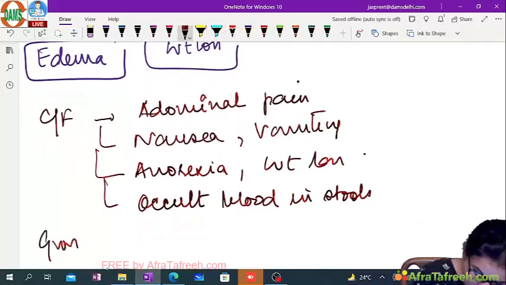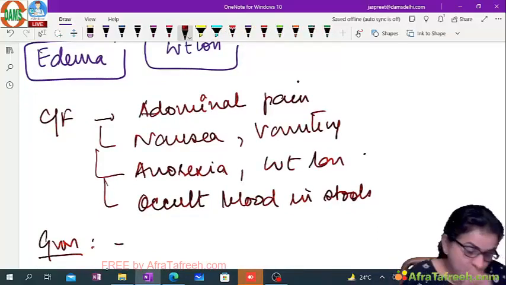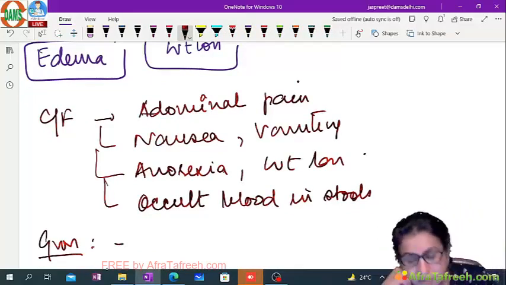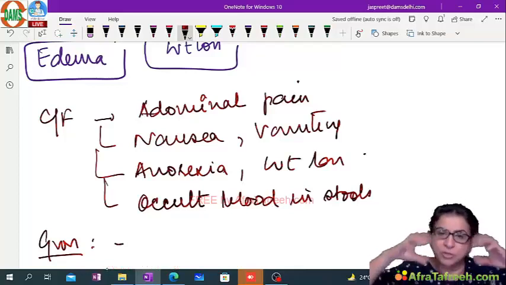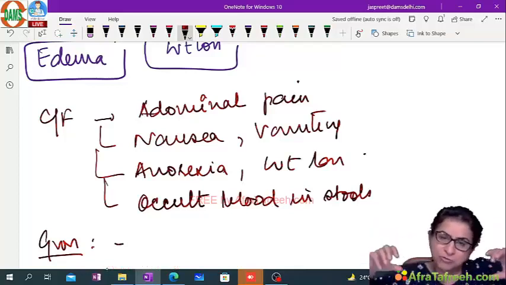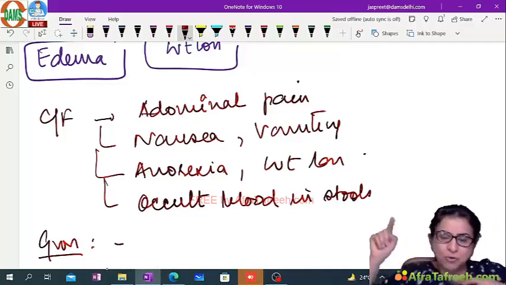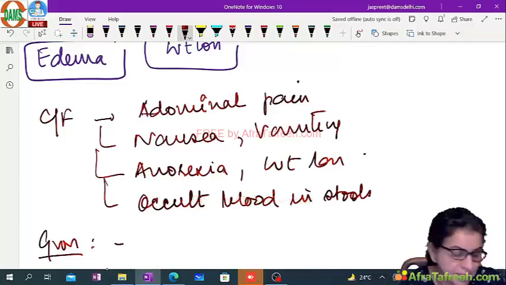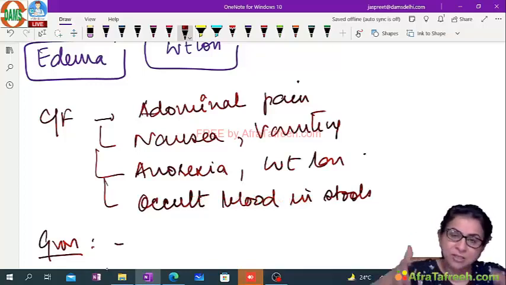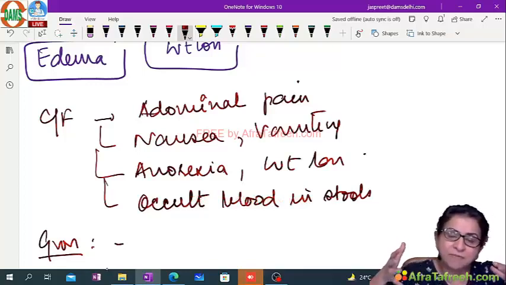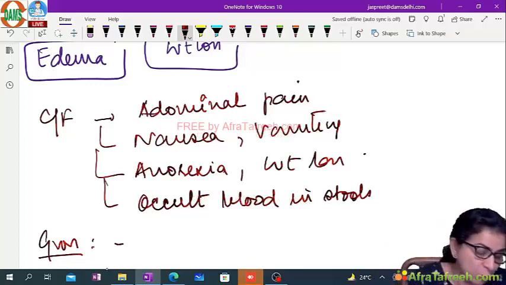Gross, if you look at stomach, what will you see? Normally, the mucosa of the stomach, normal mucosa, is thrown into folds, and we call these folds rugae. So the mucosal folds in the stomach are called rugae, R-U-G-A-E. So now what do you have? These rugae appear very hypertrophied.